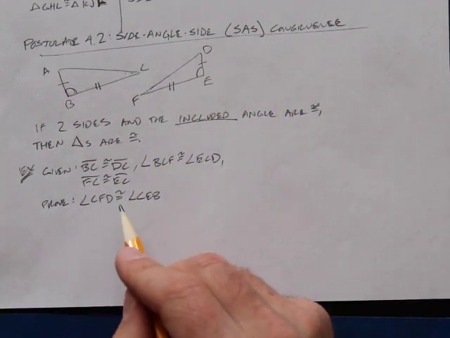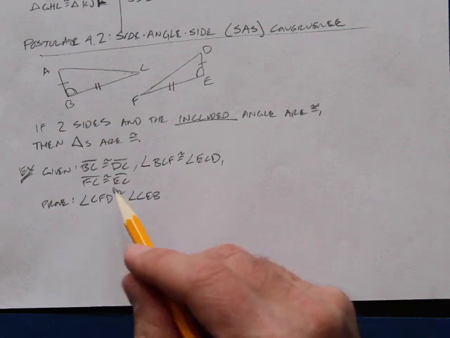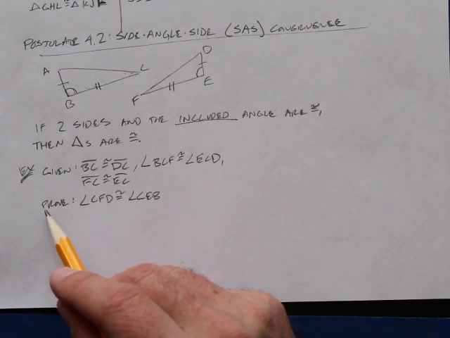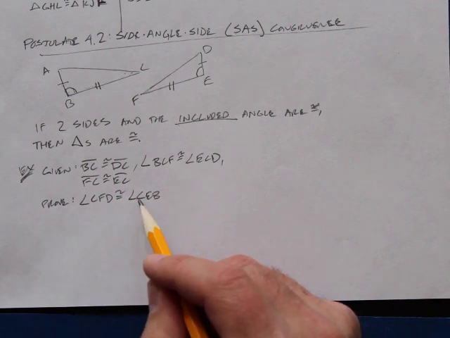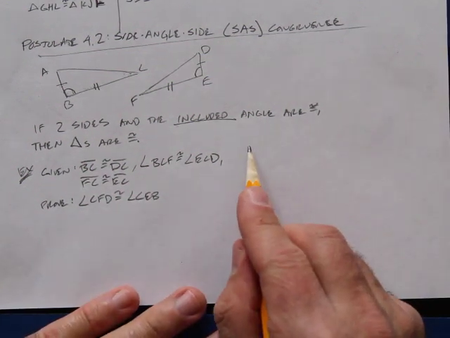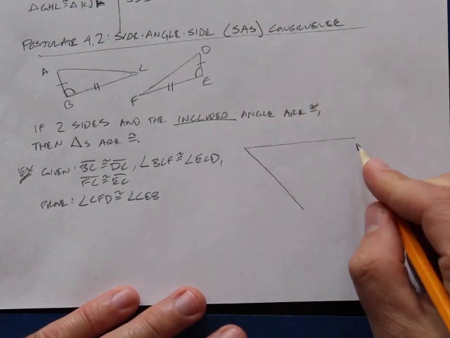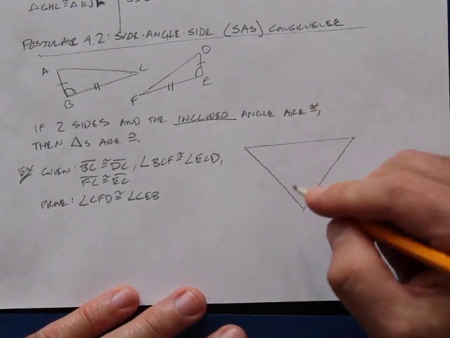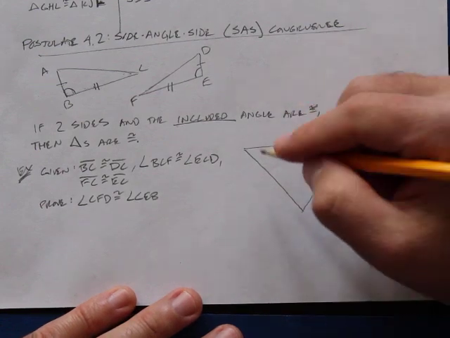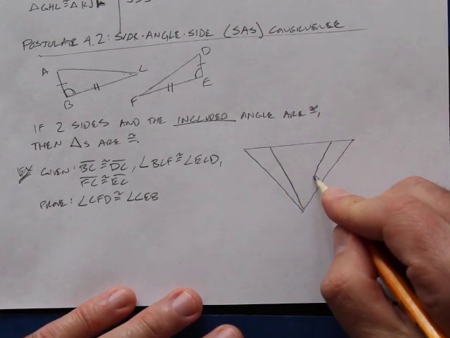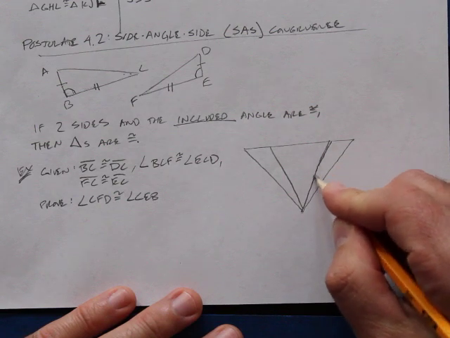So we're not proving two triangles are congruent. We're going to do that as part of this proof, but we're being asked to prove that these two angles are congruent. So that's a little bit different than what we've been doing. So I've got this triangle shape, and then I've got another triangle kind of inside of it like that. That should be a straight line.